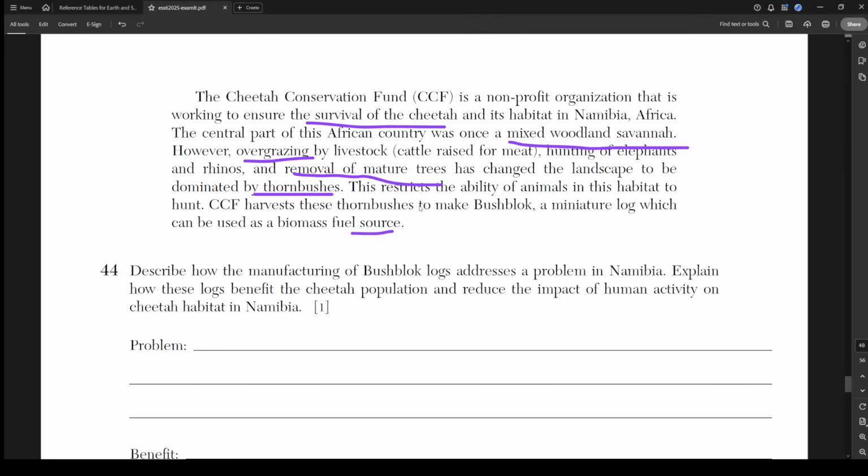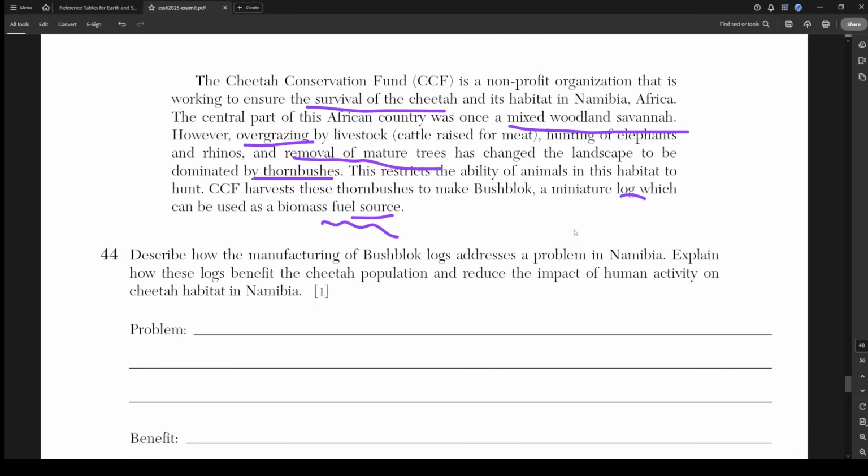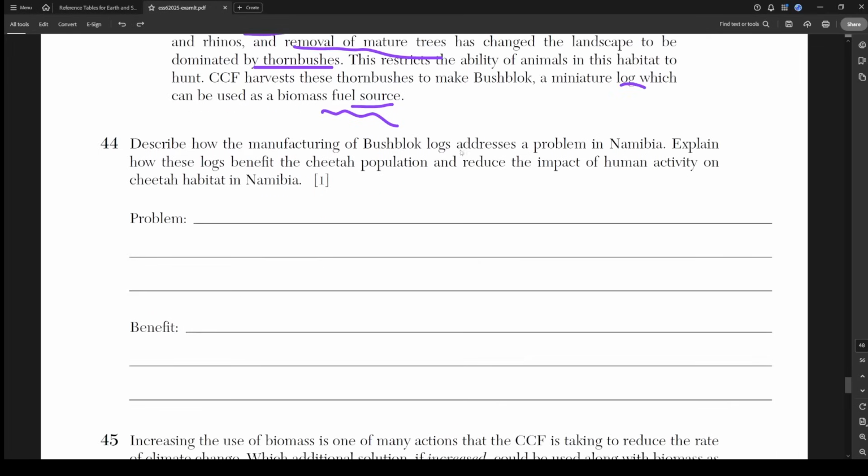source. So essentially, they're trying to take away the thorn bushes for the cheetah, and then they're taking the thorn bushes and using it as fuel, which I'm guessing they're burning it because it's a log, right? All right, describing the manufacturing of the logs addresses a problem in this Namibia place.